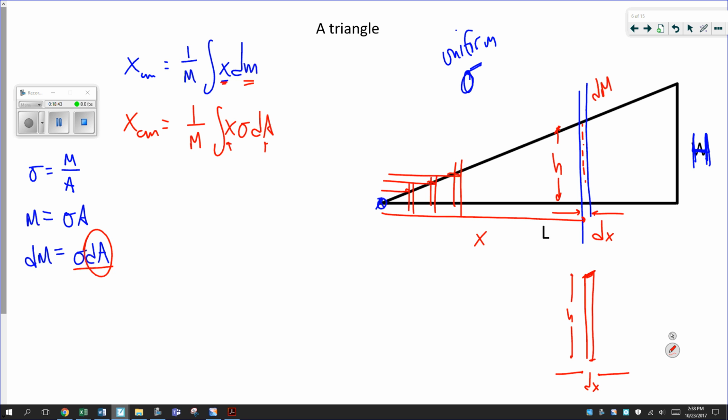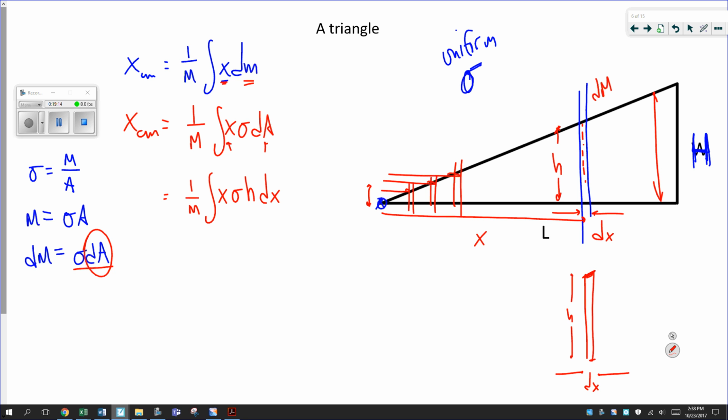So we can write this as 1 over m times the integral of x sigma dA. Well, our dA is h dx. But h is a variable, right? h could be tiny. h could be big. So what's the height of any one of these things? Well, it depends on how far out along the x-axis you are.